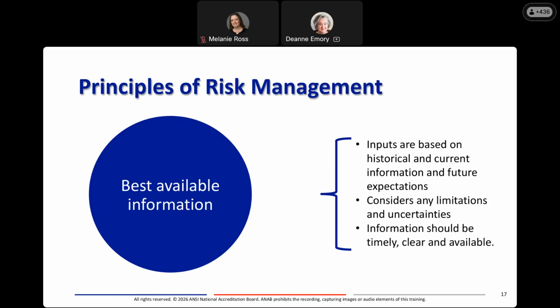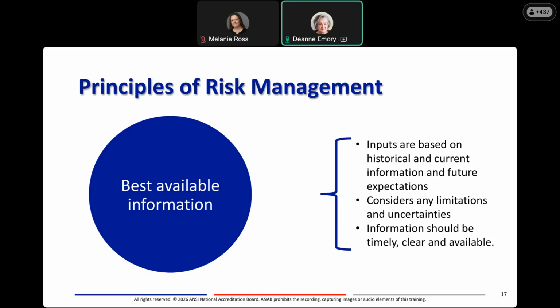The inputs to risk management need to be based on historical information, where the organization has been, current information, where it is today, and future expectation, where the organization is going or where it wants to be, which may involve changes to its objectives and its goals. These types of inputs will explicitly take into account any limitations and uncertainties associated with the information and the expectations. Information should be timely, clear, and available to relevant stakeholders.